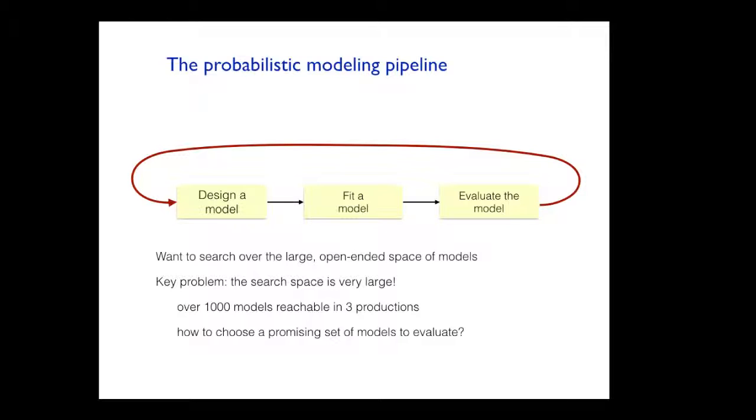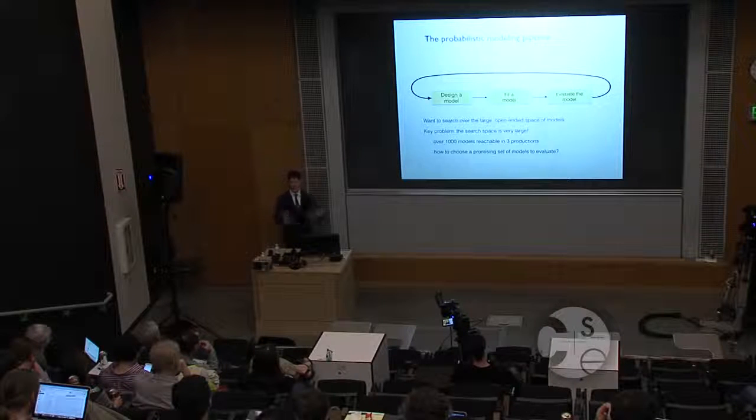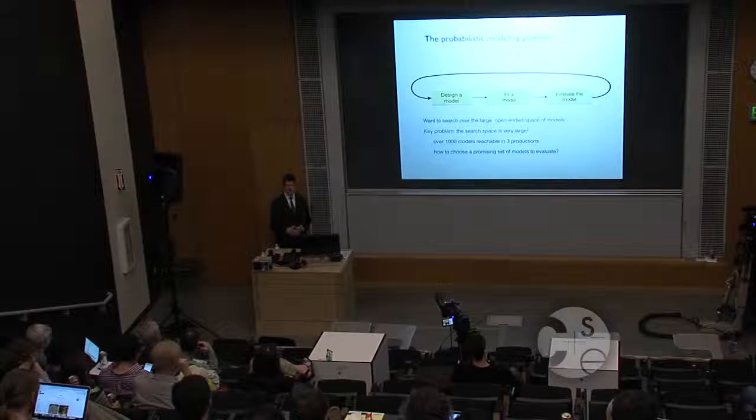So finally, we want to close the loop. If we've already evaluated a model and we don't like it, we'd like to be able to take what we've learned and go back and refine the model and come up with something better. And so in particular, we want to do an automatic search over the space of matrix decomposition structures. The key challenge is the space is very large. In fact, there are over 1,000 different models that are reachable within only 3 production rules. And so we don't want to do a brute force search over the space. So how can we narrow down this large space in order to obtain a small set of promising candidates to evaluate?